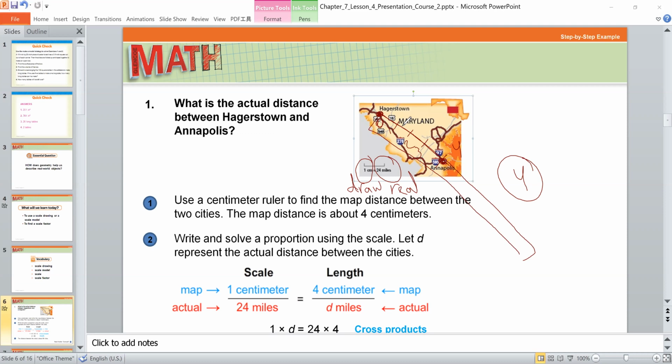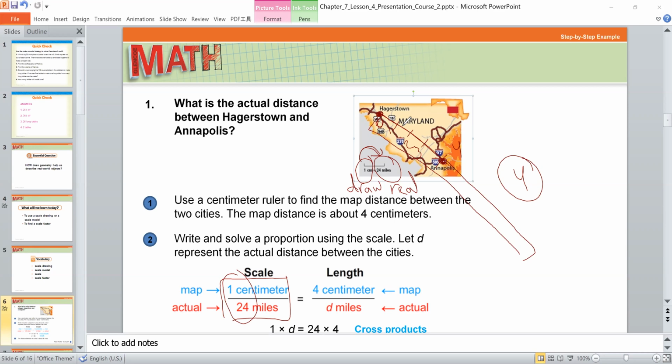24 miles. He gives me this information. Again, Ahmed, he gives me each 1 centimeter in the drawing equals 24 miles in real. You understand that, Ahmed? How can I write this? Look, I will write it this way: 1 over 24. So I will put 1 centimeter over 24.